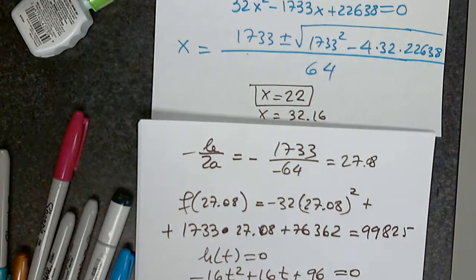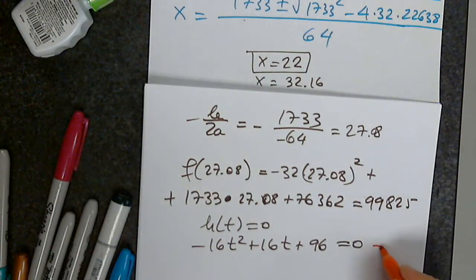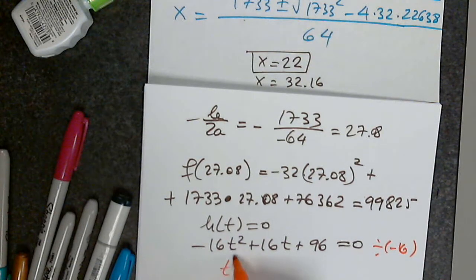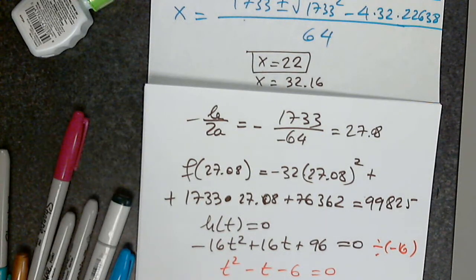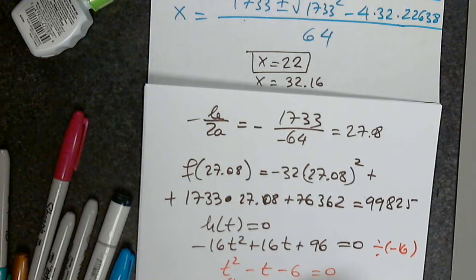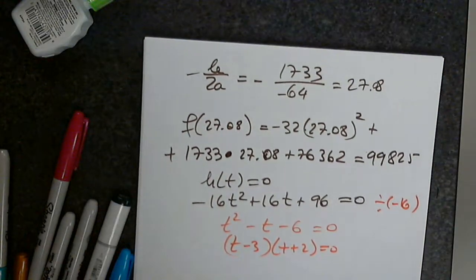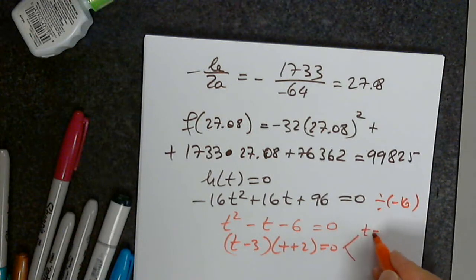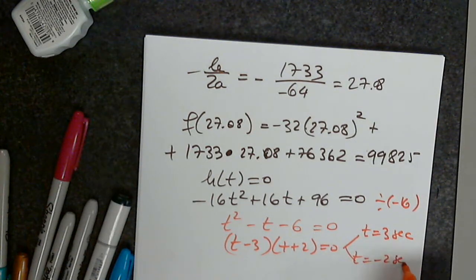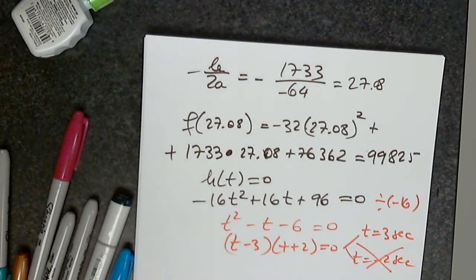So in the second one, I will divide both sides, hopefully, by negative 16. And this is t squared minus t minus 6 equals 0. And then when I factor into (t minus 3) and (t plus 2), I get two different solutions for time: 3 seconds and negative 2 seconds, which is not acceptable. So the ball hits the ground in 3 seconds. Anything else on page 4? Any questions on page 4?